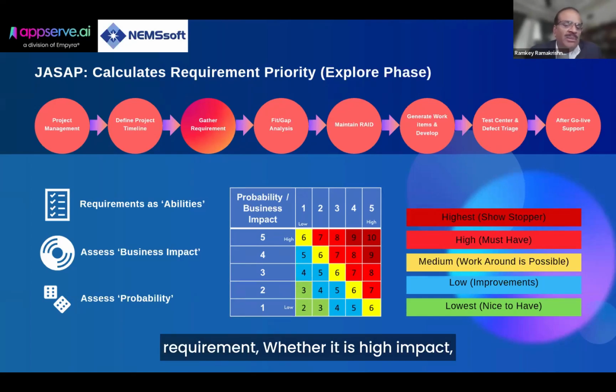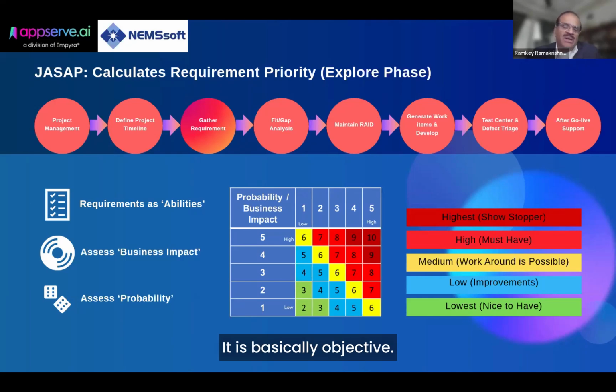What is the impact of this requirement, whether it is high impact or low impact, so that we can decide which requirement needs to be given first preference and things like that. Then the probability. The probability is how frequently it occurs. So the business impact and the probability decide the priority. The priority is not a subjective item, it is basically objective. If you leave it to the business, they will call everything a high priority. Now we are saying, tell me what is the business impact, what is the probability. Then we calculate the priority so that we can assign the correct priority required.